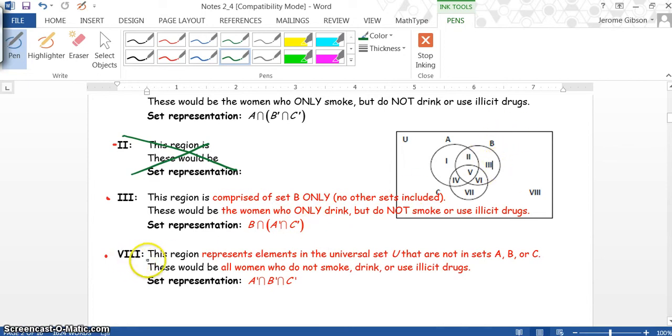Now for 8, this region represents elements in a universal set that are not in sets A, B, or C. We see that 8 is on the outside of these circles here of A, B, and C. These would be all women who do not smoke, drink, or use illicit drugs. So the set representation would be the intersection of the complement of all of these 3 sets. Now there is one section that we did not cover, and we will cover that now. It's actually 7.